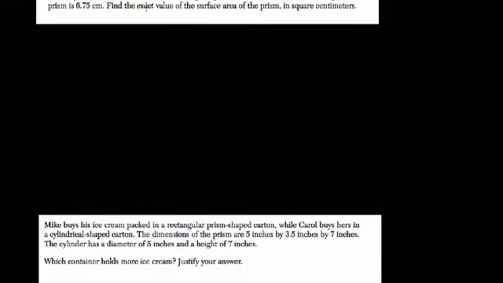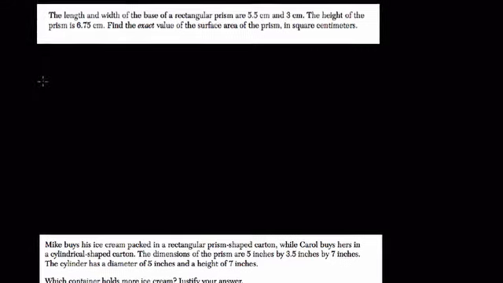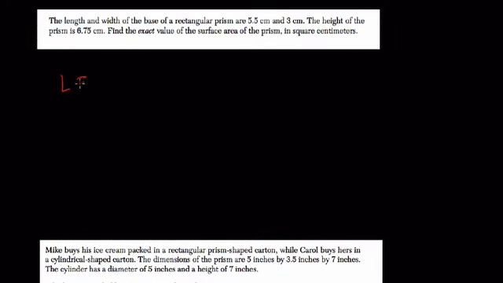Alright, the length and width of the base of a rectangular prism are given. Length is 5.5 centimeters, and width is 3 centimeters. The height is 6.75 centimeters. Find the exact value of the surface area of the prism. Okay, well, with all these surface area problems, you just take all the combinations of the dimensions that it gives and multiply them, because those give you the areas of the faces, and then double them.